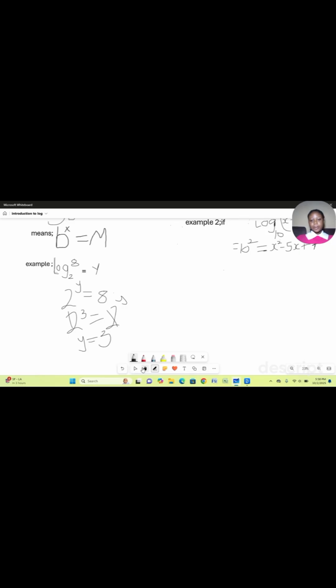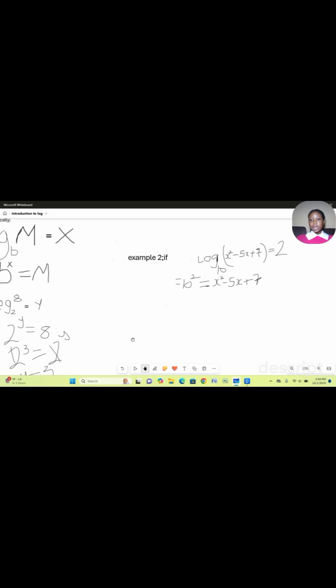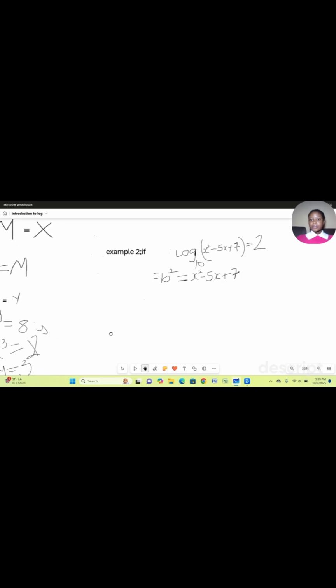Okay. Sharp. So we have another example here now. We say log of x squared plus 5x plus 7 base 10 equals 2. So how do you solve it? The value in front of the equal sign becomes the power of the base, which gives us 10 raised to power 2 equals x squared plus 5x plus 7.